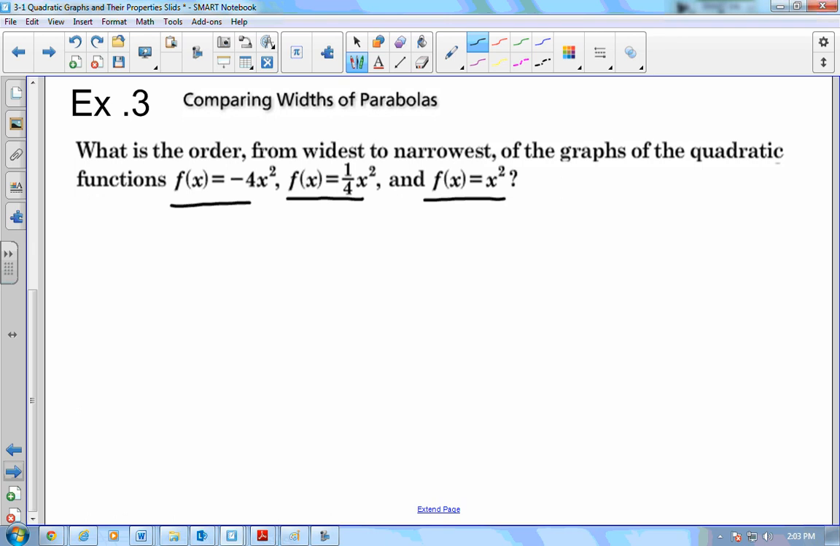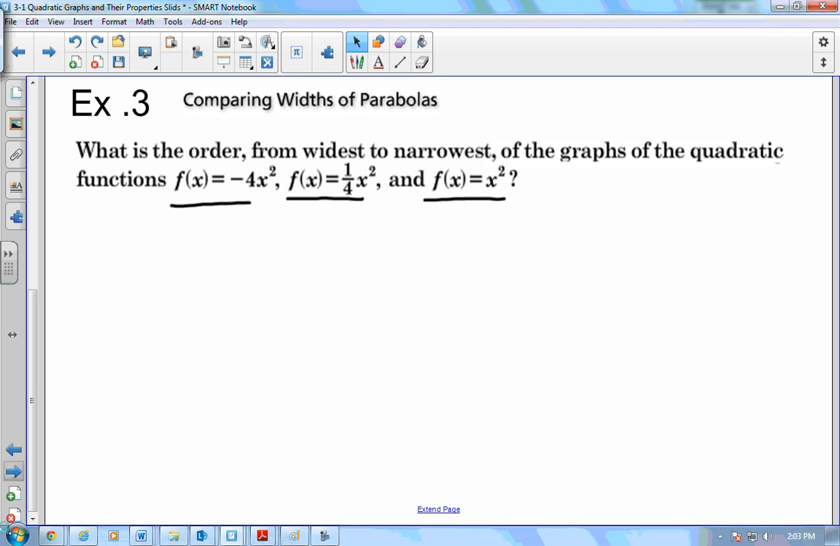The first one is f of x equals negative 4x squared. We have a multiplier, negative 4. The second one, we have a multiplier of 1/4. And the third one is called our parent function, because it's just equals x squared. It's the most basic function. On our calculators, we're going to graph these and see what a multiplier does to the function.